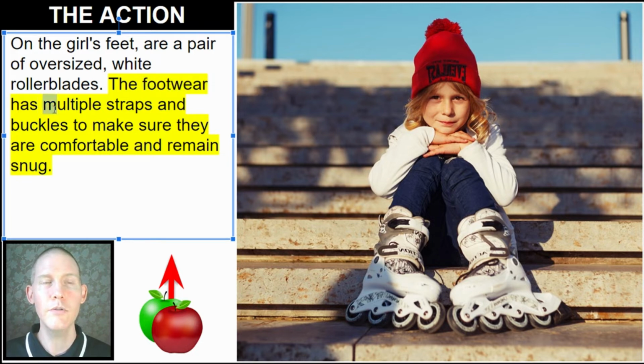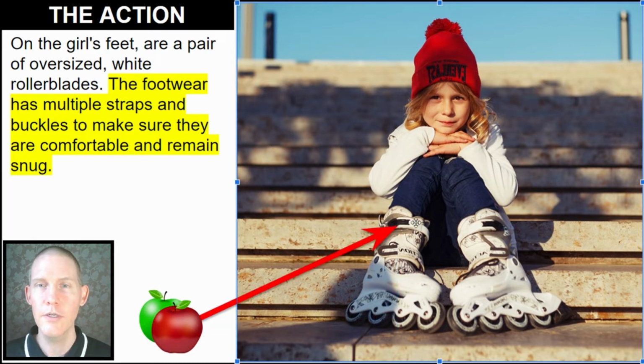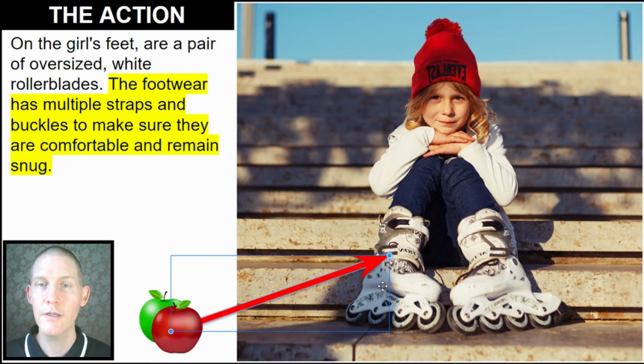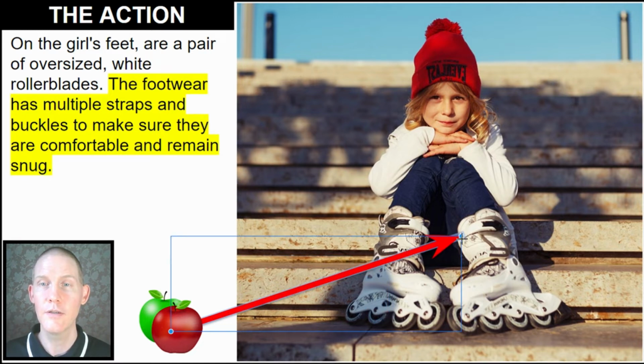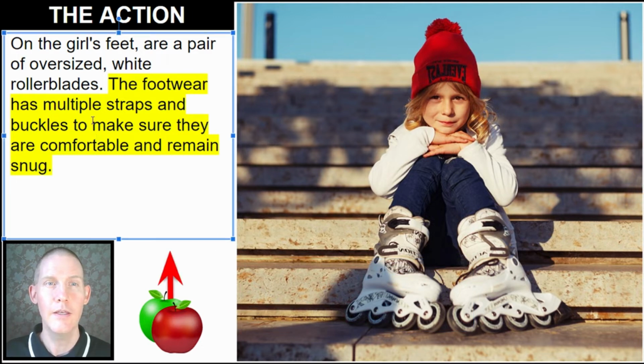Alright, so it has multiple straps and buckles. So we're talking about these things right here. I can maybe put the arrow over. Let me move that. Alright, so there is a strap and a buckle, and they're just the part right here that you can tighten and loosen to make sure that it's much easier to skate. So we have the buckles and the straps, right? And we use them to make sure they are comfortable, right?